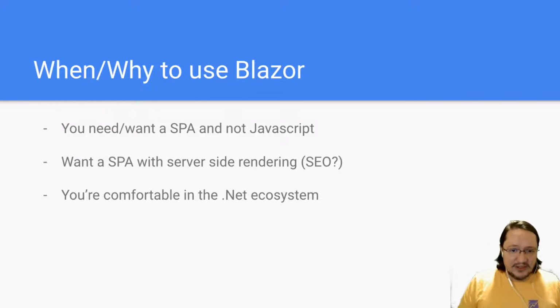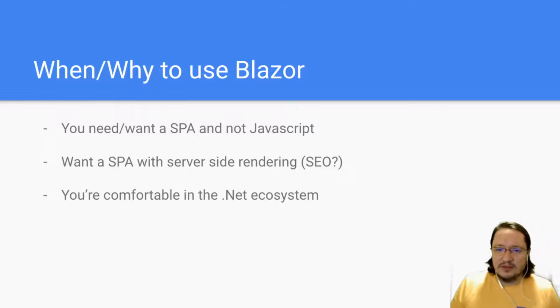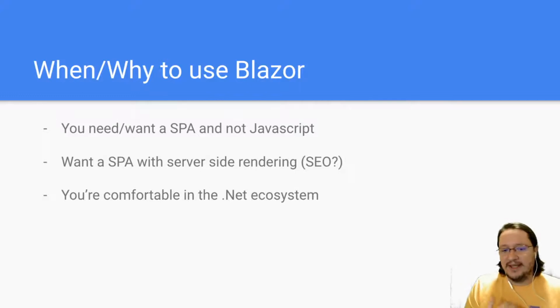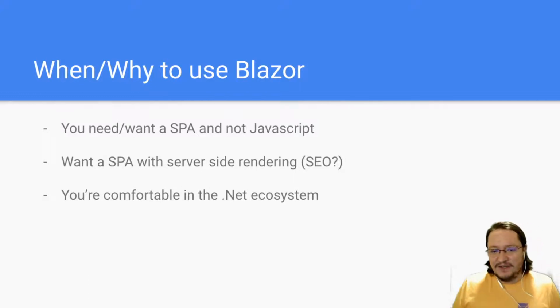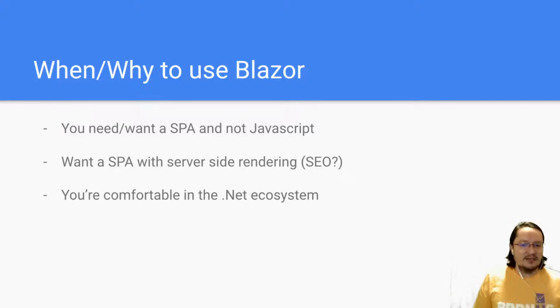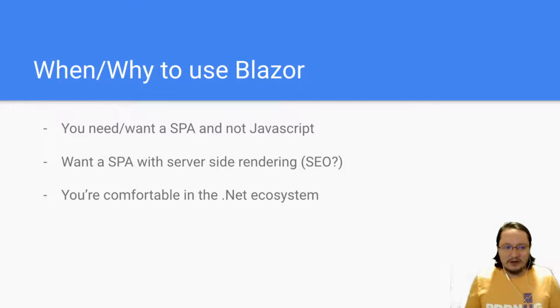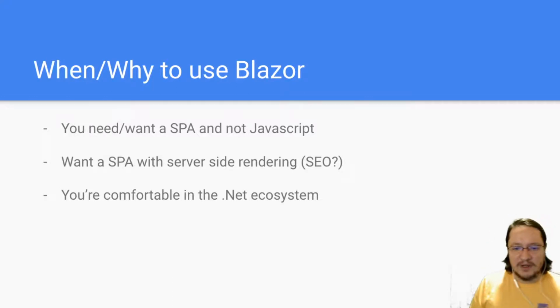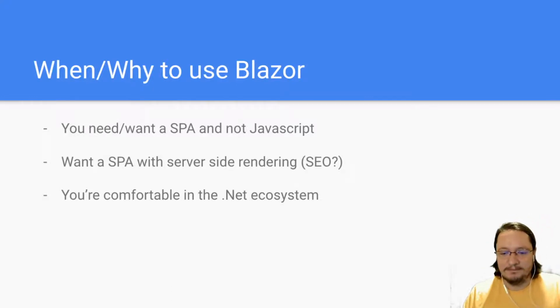So when and why do you want to use Blazor? Whenever you need a SPA framework and you don't want to write JavaScript, or a lot of it. If you want that single page application feel, but also have SEO reasons where server-side rendering comes into the marketing aspect of your application, this is a viable solution. If you want to work in your Microsoft ecosystem with Visual Studio, C#, and a lot of open source packages you're probably already using in your web APIs, this is the framework for you.